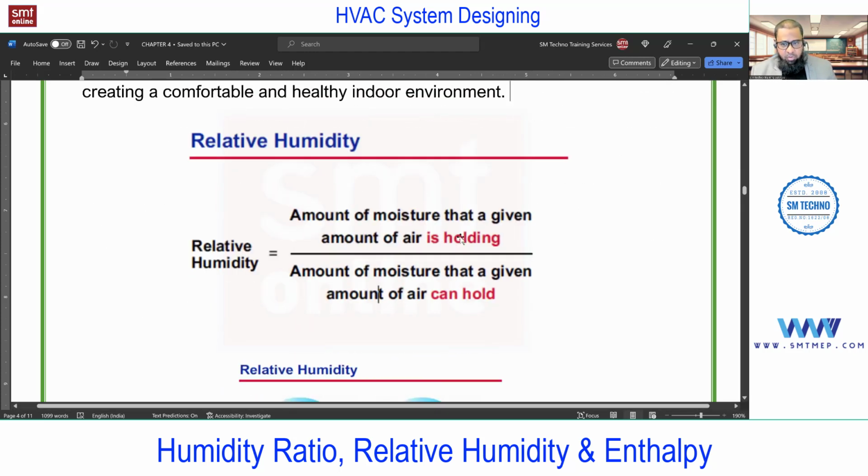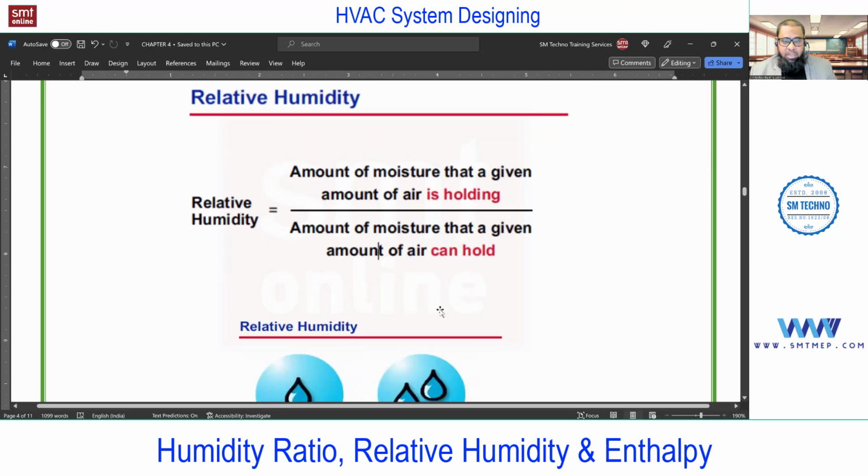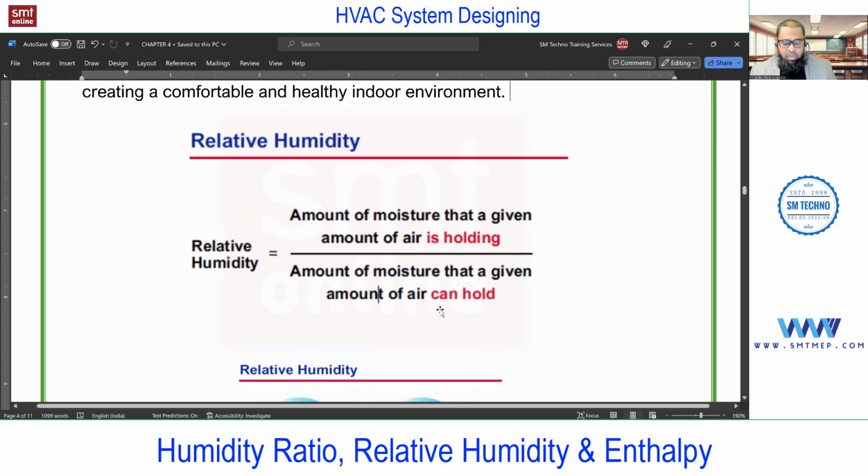Relative humidity is the amount of moisture that a given amount of air is holding, divided by the amount of moisture the air can hold, meaning at the saturation condition. And remember, one more point, you can make a note of this: when the air is in a saturated condition, dry bulb, wet bulb, and dew point temperatures will be the same. I'll show you in the psychrometric chart. At the 100% RH line, the three property values are going to be the same.